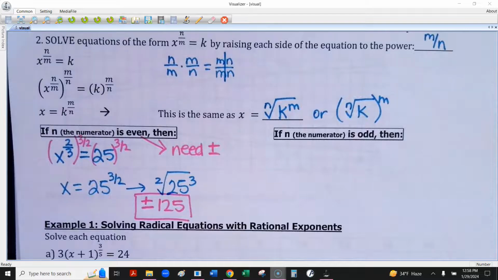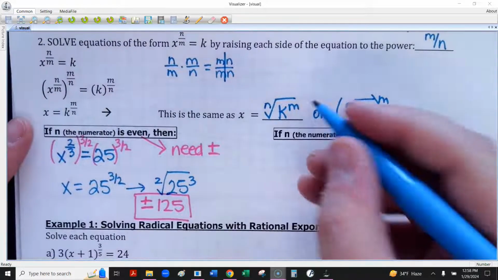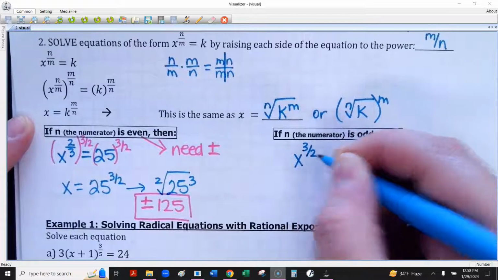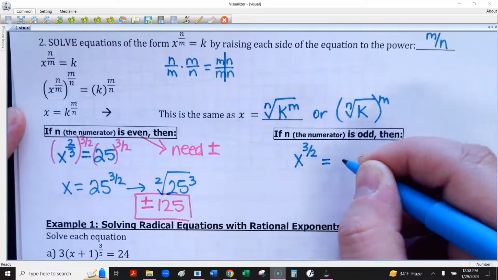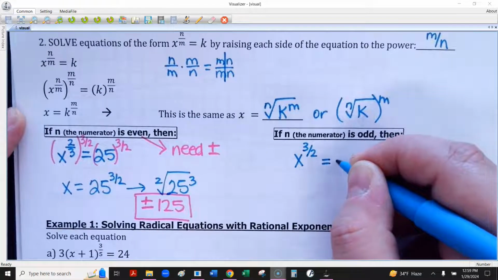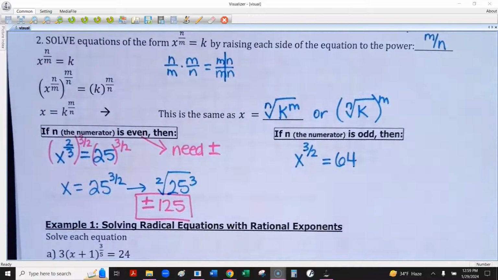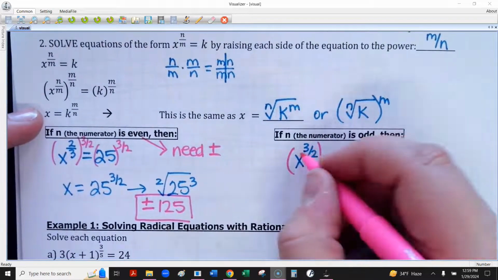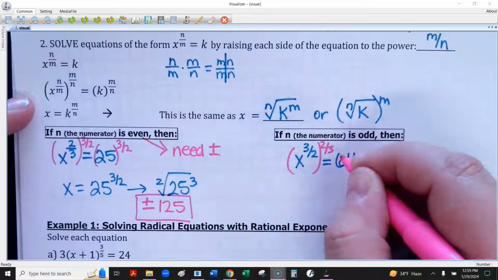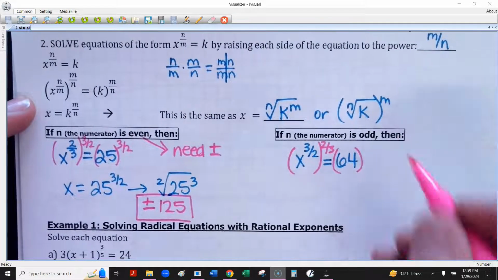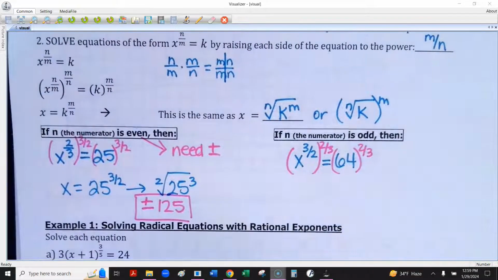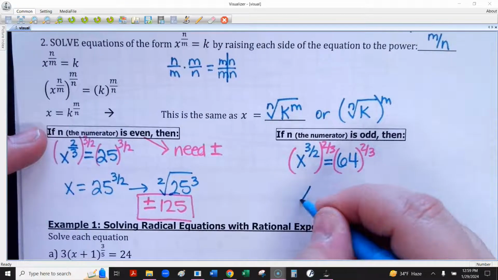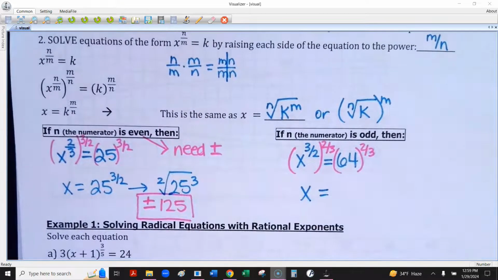Now, similarly, I'm just going to say if the numerator is odd. Let's say we had x to the 3 over 2 power, and let me just make something up. Let's say we had 64 over here. In this situation, to get rid of that exponent, I'm going to take both sides to the reciprocal power. So we're just going to flip 3 over 2 over. That's going to give us 2/3. When I do that here, again, these cancel each other out, so my exponent would just be 1 if I multiply those power to powers.